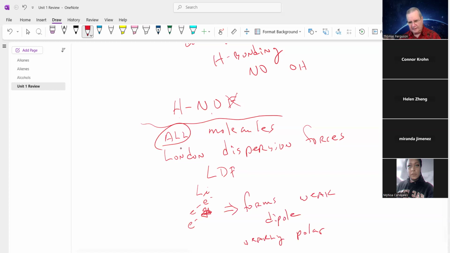So if I was to list the IMFs of any molecule, right off the bat, you list London dispersion forces, or LDF. All molecules have it. Alkanes have it. That's why they only have LDF. That's why they are weakly polar. Alcohols have it as well, but the hydrogen bonding is so much stronger, it overwhelms the LDF. You still have to list it though.